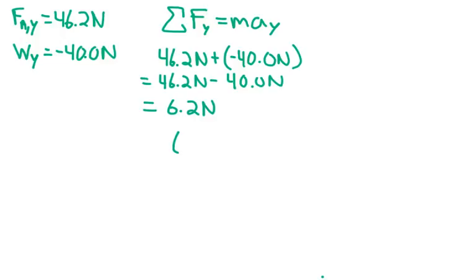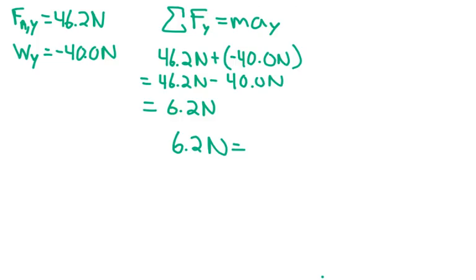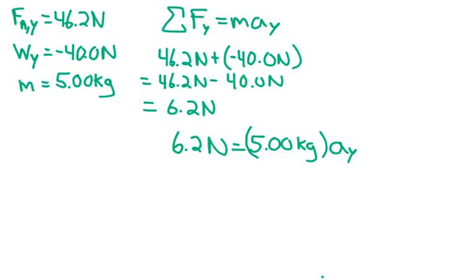So 6.2 newtons is equal to the mass times the acceleration in the y direction. Now the mass here, in this case, we know what the mass of this rock is. It's 5 kilograms. So the mass of the rock is equal to 5 kilograms. And now we just plug that into our equation for the mass. So right where the mass is, we plug in 5.00 kilograms, and I'll just put that in parentheses to make it a little clearer, times a sub y.